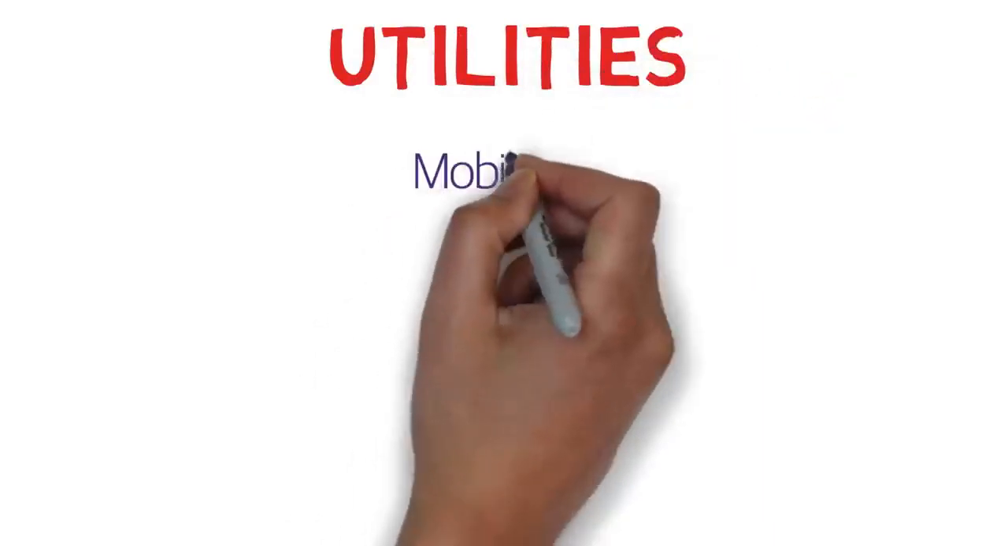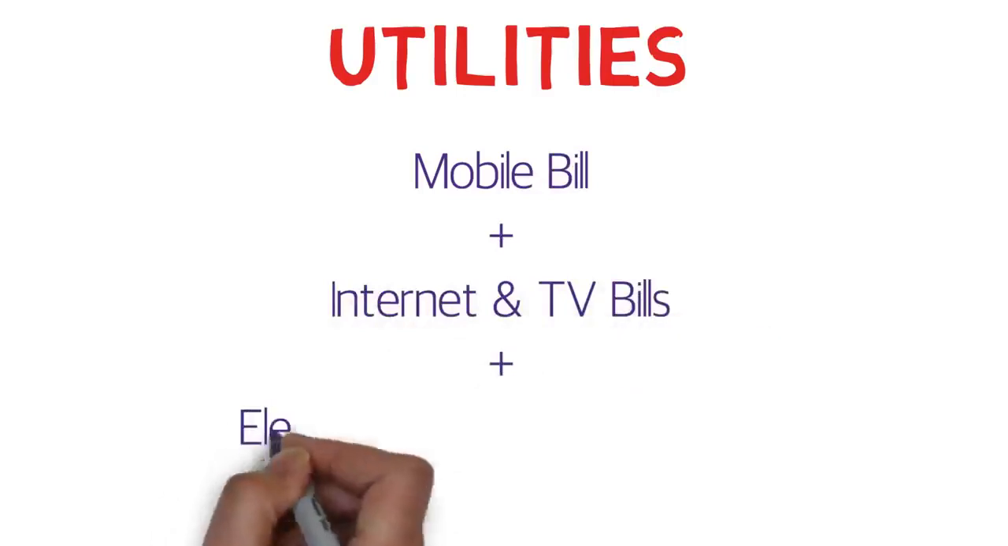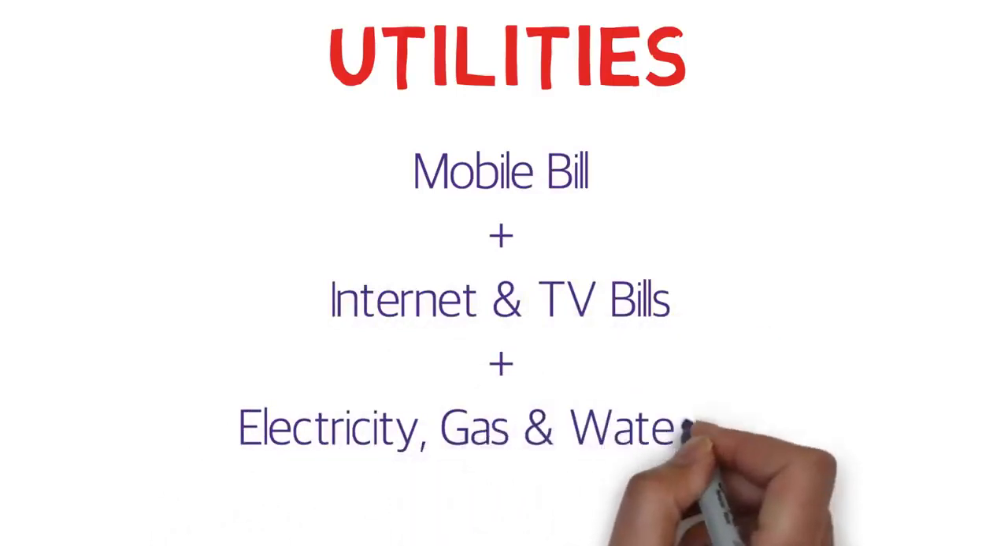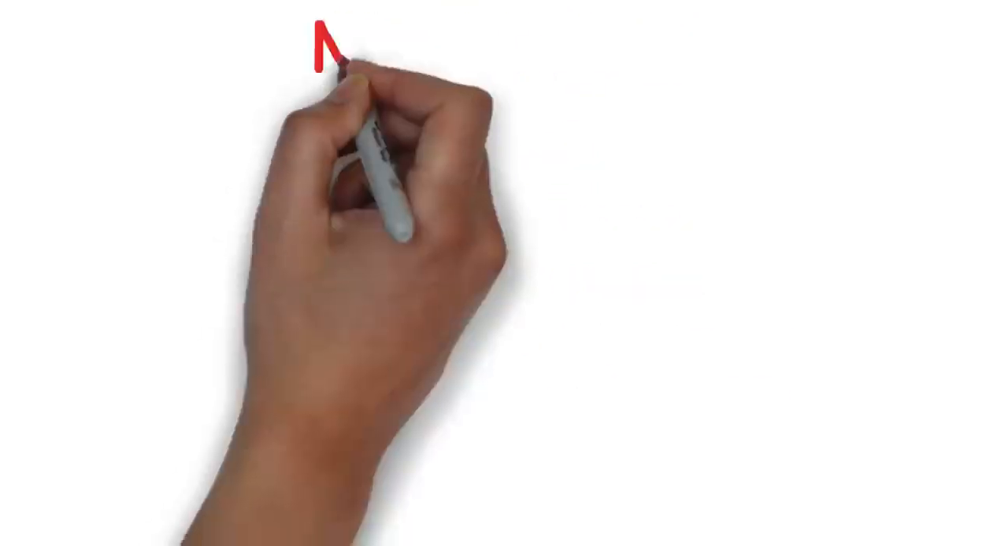Now utilities would include your mobile bill, your internet and TV bills, your electricity, gas, and water bills, which is also called hydro in Canada. Let's talk about all of them one by one.